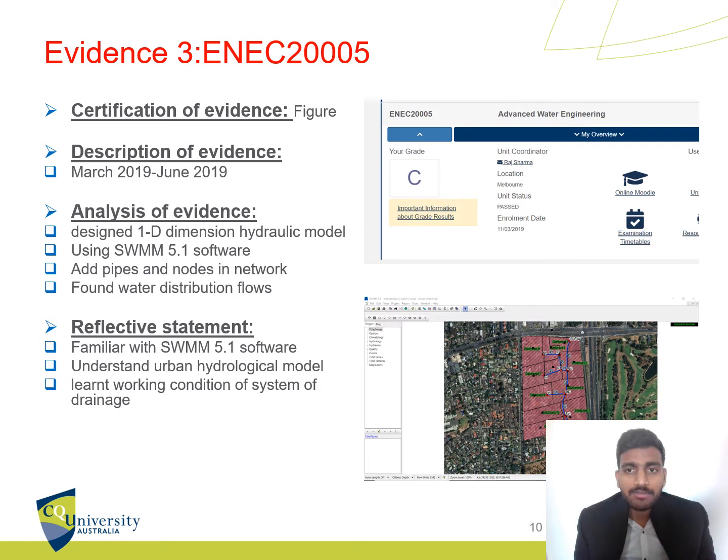So this is the advanced water engineering unit. As you can see on the screen, I passed this unit, and in the second picture, as you can see, a 1D hydraulic model network. This model is created by the SWMM 5.1 software, and also I added pipes and nodes in the network. Also I found water distribution flows. After finishing this unit, I became familiar with the SWMM 5.1 software. Moreover, I understand urban hydrological models and learned the working condition of a system of drainage.